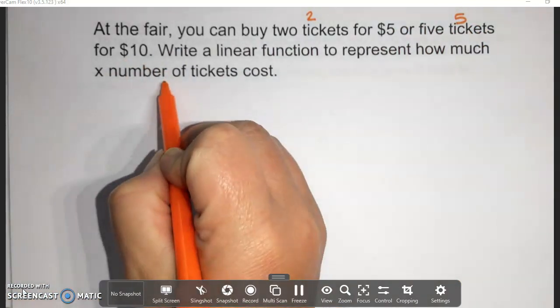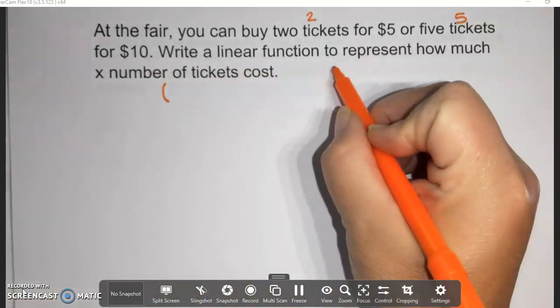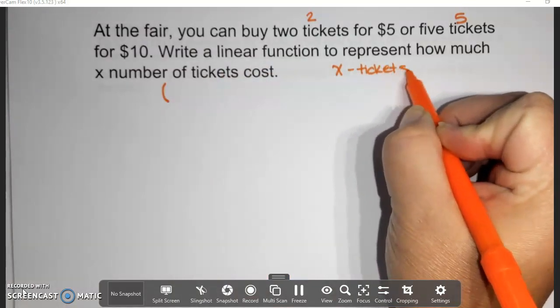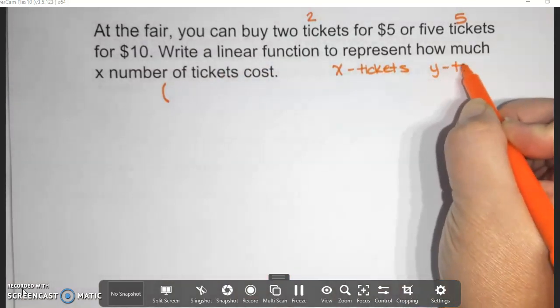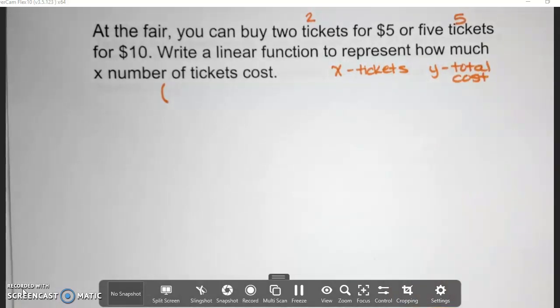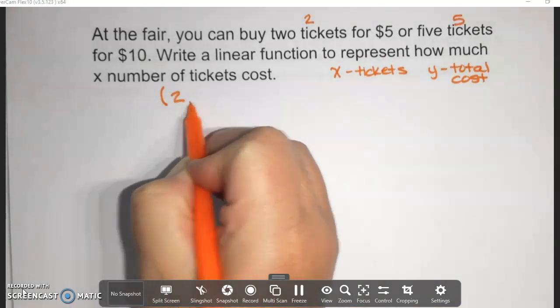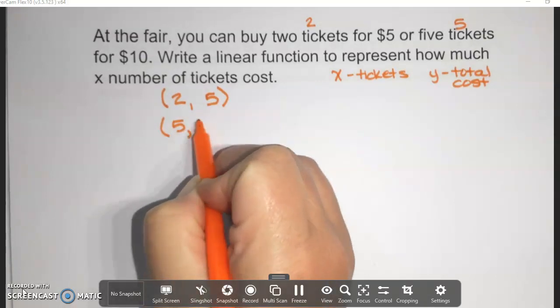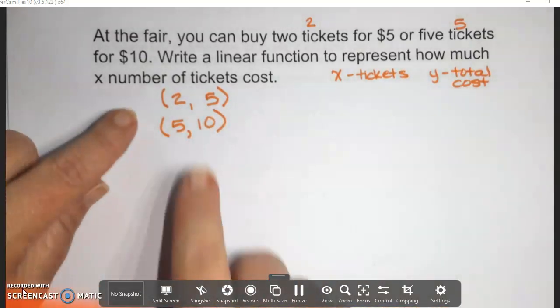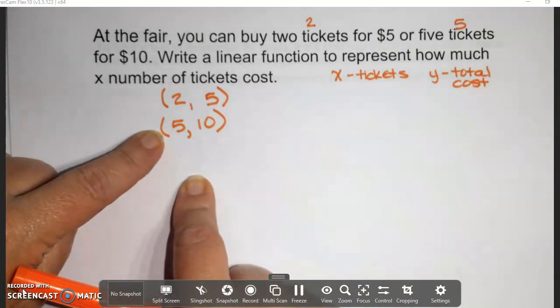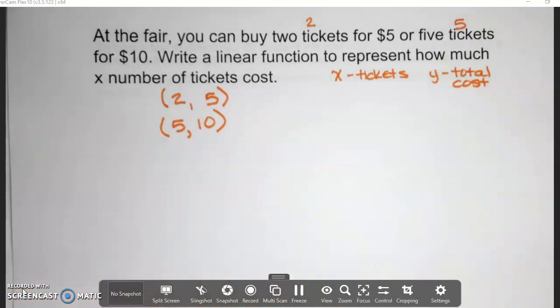Okay, so if we want to write this in ordered pairs, tickets are going to be my X. My Y is going to be the total cost. So if I buy 2 tickets, my cost is $5. And if I buy 5 tickets, my cost is $10. Now that I have 2 ordered pairs, I can solve this problem.